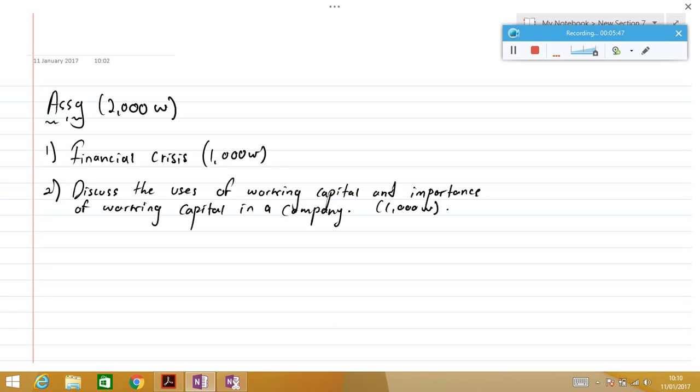But number one is the open question, financial crisis. As you know, currently the world is undergoing a financial crisis, correct? So you can discuss anything regarding a financial crisis. Anything means any country that you want. I leave it open to you. I don't want to force you to do Malaysia. No, you can choose any country that is undergoing a financial crisis, then you can do it.